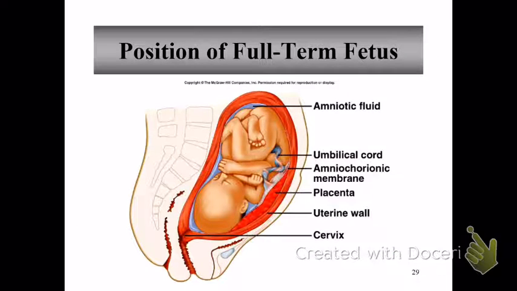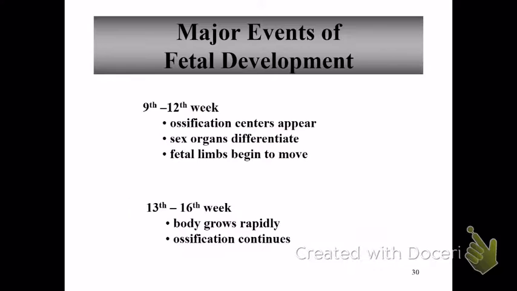Okay, position of full-term fetus. We know it's heads down. And look at all of this right here for lab. Cervix, uterine wall, placenta, the amniochorionic membrane, umbilical cord, and then last, the amniotic fluid. So take a second to look at those things.